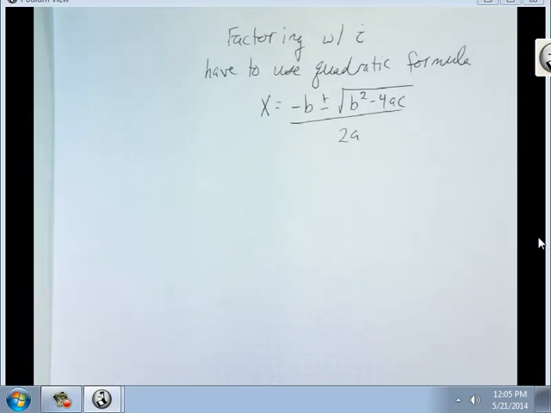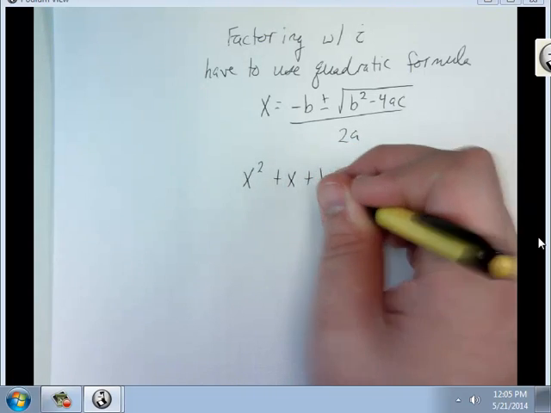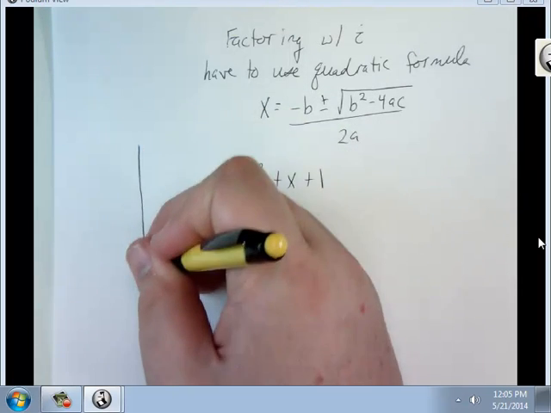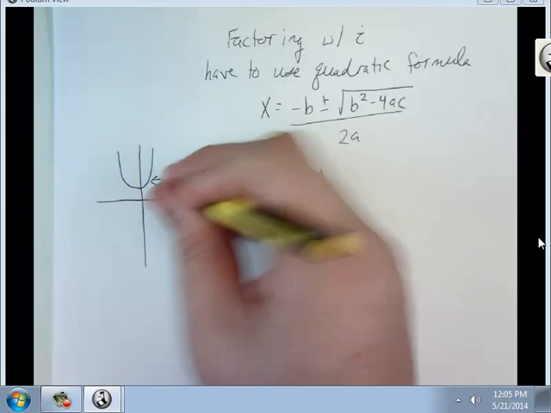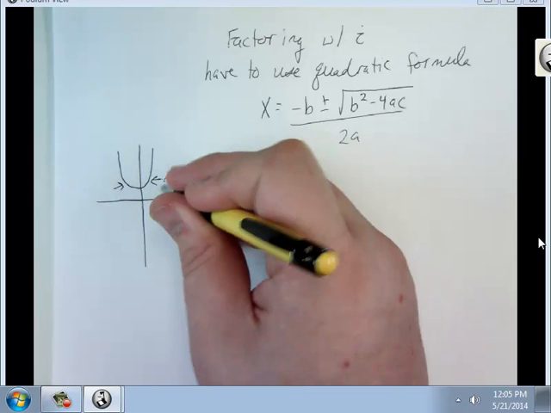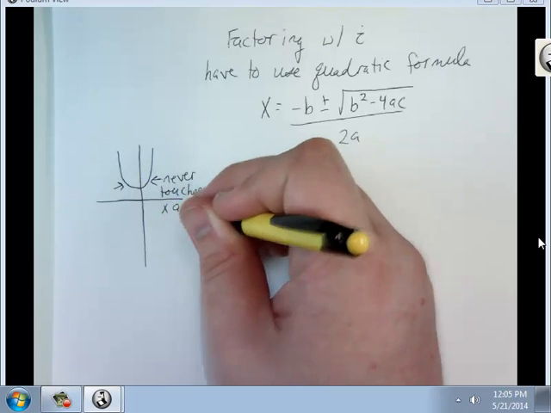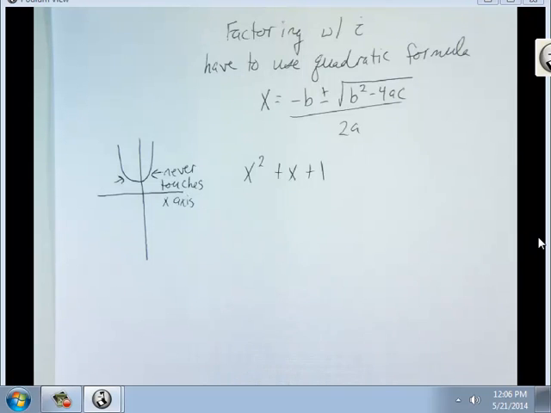Now let's say we had this for our quadratic: x squared plus x plus 1. And I know that this one's going to have imaginary roots because if I were to look at a graph of this, it'll look something like this. It never touches the x-axis. Oops. I still need to find the roots for this though. So what am I going to do?